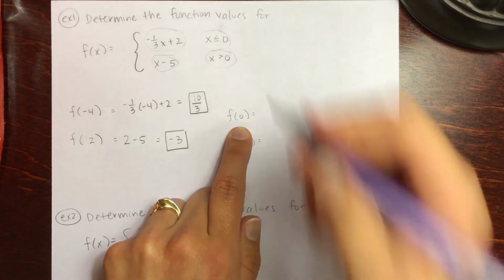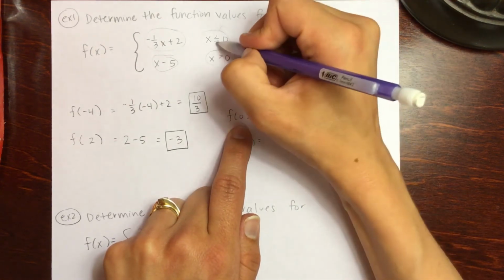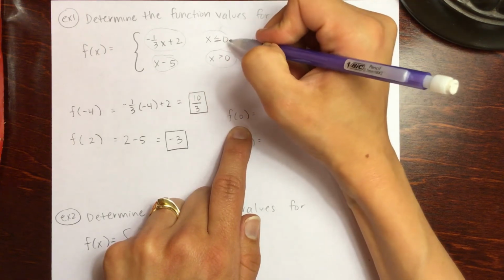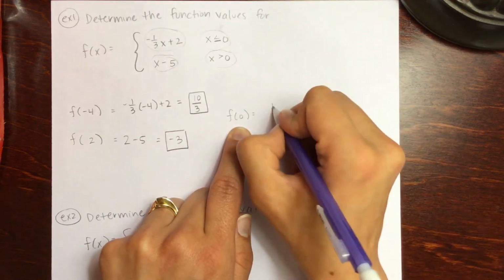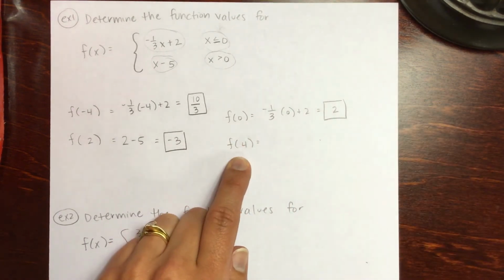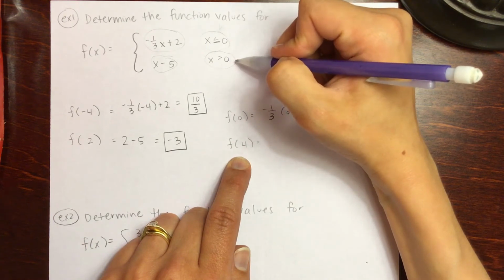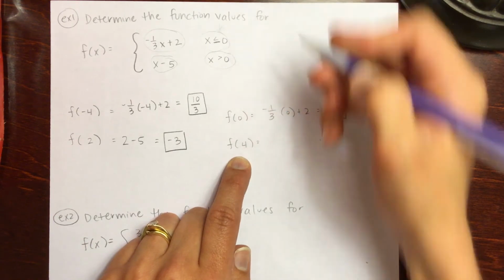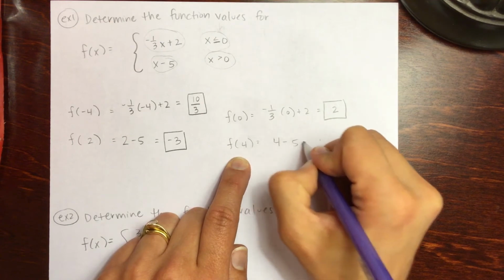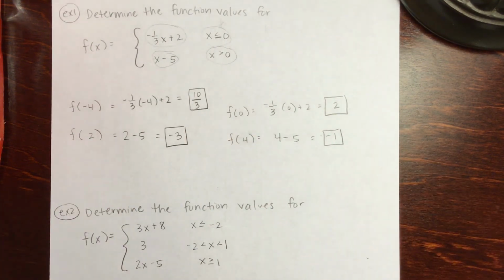F of 0. Is 0 less than or equal to 0? Yes, it's or equal to, so we need to sub it into the first equation. And 4, is 4 less than or equal to 0? No. Is 4 greater than 0? Yes. So sub that into the second equation. You will only sub each of these values into one equation. You only have one number answer.